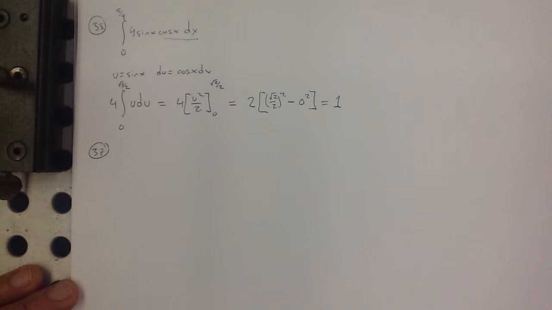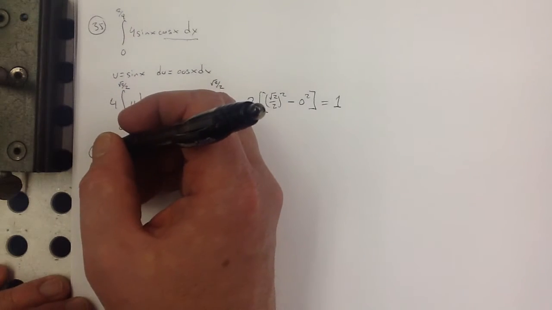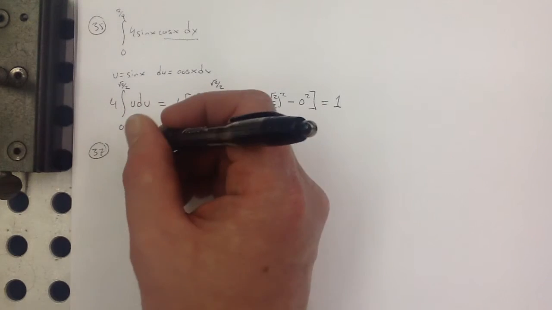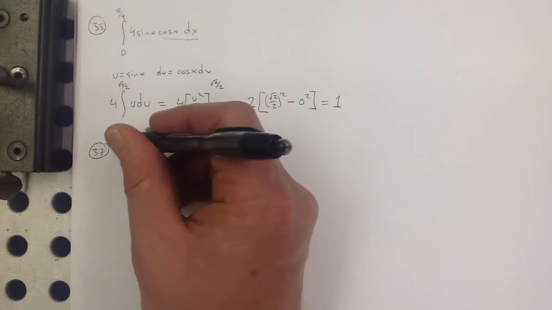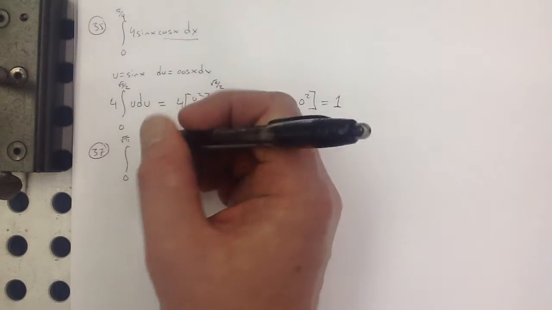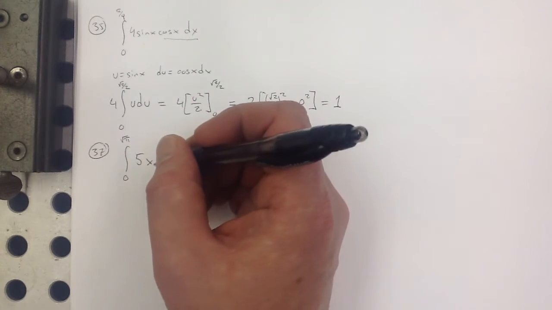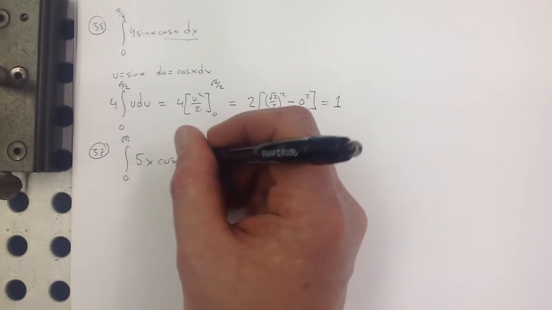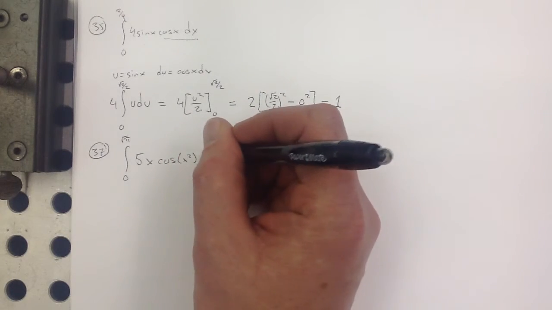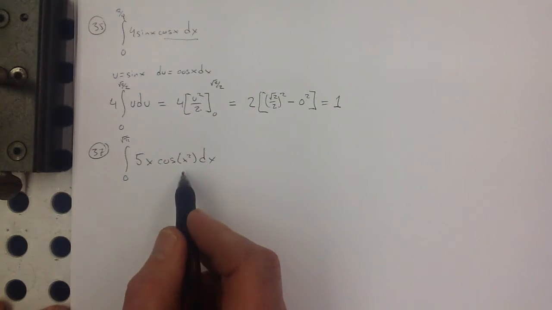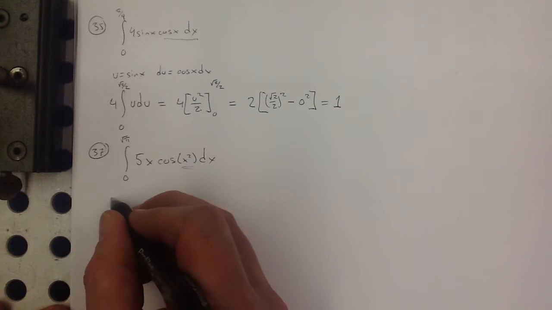Number 30, oh, is 37 the next one? Wait, maybe it's, yeah, it is, 37. The integral from 0 to the square root of pi of 5x times the cosine of x squared dx. So this looks like it could be what's inside.